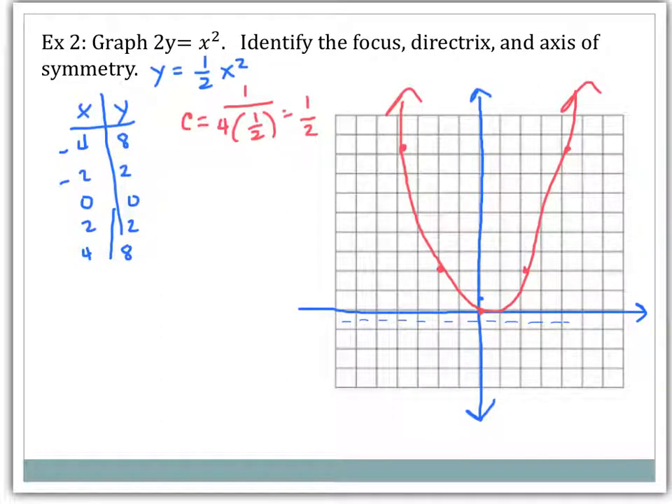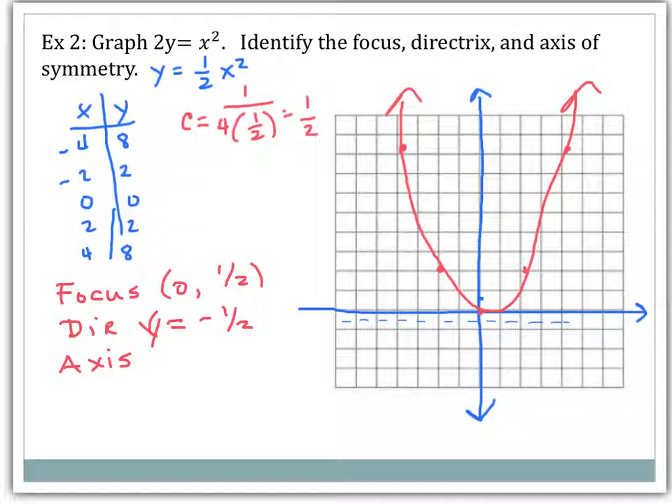Alright, so just look at the coordinate, and that gives you your focus. So your focus is going to be 0, 1/2. Your directrix is going to be y equals -1/2. And your axis of symmetry is going to be x equals 0.